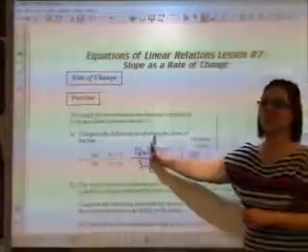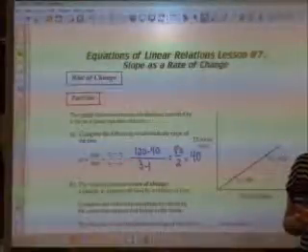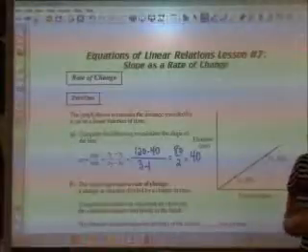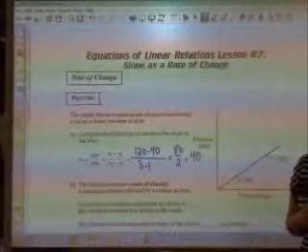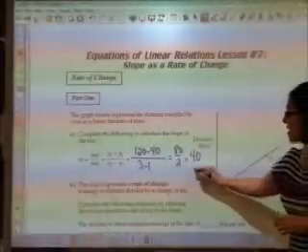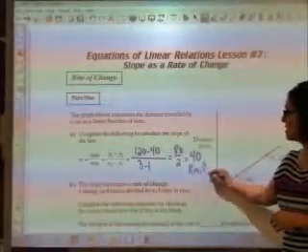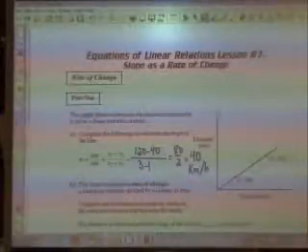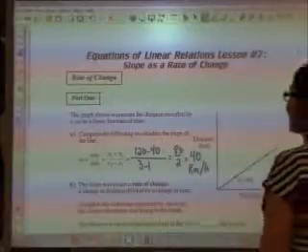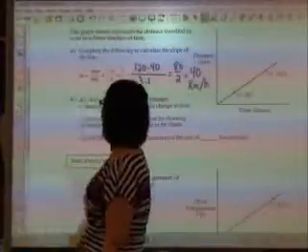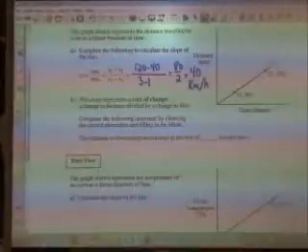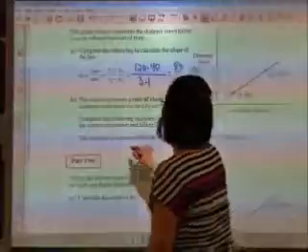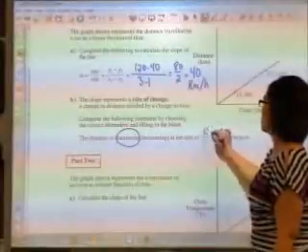What units were represented on the top? 120 what? Kilometers. And what units were represented by the x's? Hours. So what I actually get here is 40 kilometers per hour. It's the change in distance given the amount of time. So in this case, the distance is doing what? Increasing or decreasing? Increasing at a rate of 40 kilometers per hour.